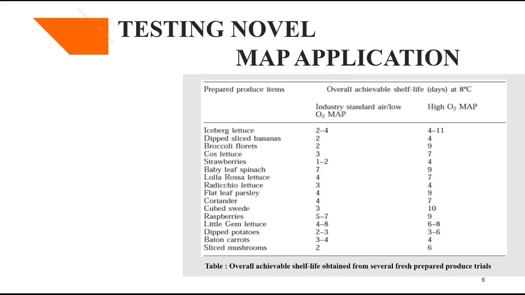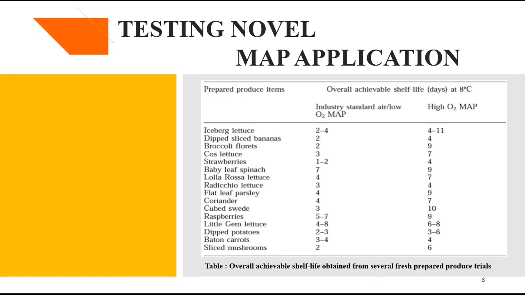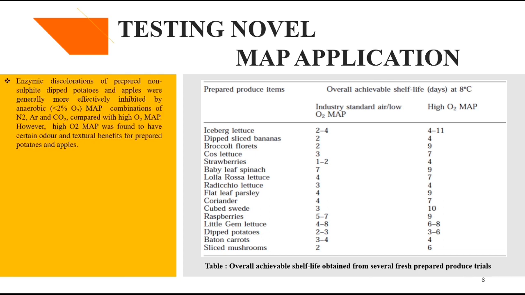Two industry-funded research clubs were set up at CCFRA to investigate in detail the interesting facts of novel MAP on fresh prepared produce. They found that enzymatic discoloration of prepared non-sulfite dipped potatoes and apples was generally more effectively inhibited by anaerobic MAP, a combination of nitrogen, argon, and carbon dioxide, than by high oxygen MAP. However, high oxygen MAP was found to have certain odor and textural benefits for prepared potatoes and apples.